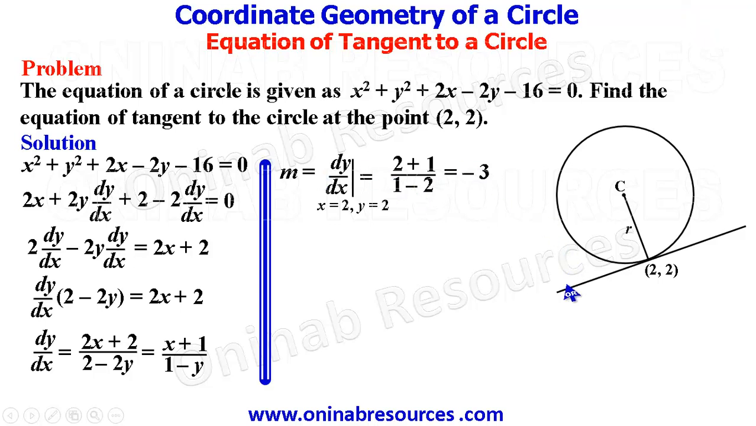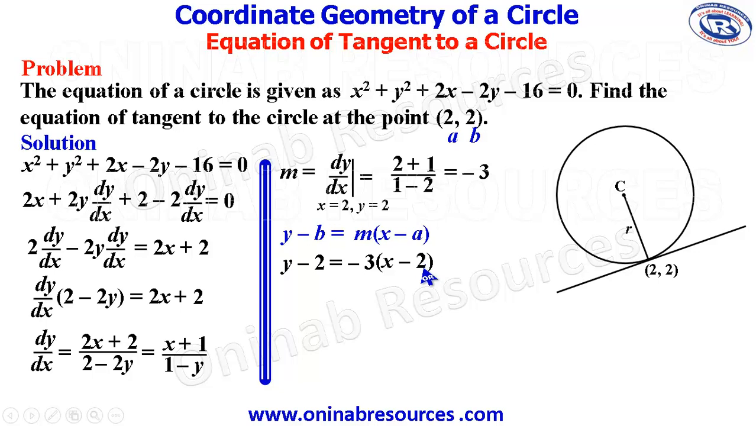So we've gotten the gradient of this circle at the point (2, 2), which is the same as the gradient of the straight line, which is the tangent to the circle at the point (2, 2). We then use the relation for the equation of a line given the gradient and the point, which is y minus b equal to m times (x minus a). Our a and b will be 2, 2, which is this point. Substituting a equal to 2, b equal to 2, and m equal to negative 3, we have y minus 2 is equal to negative 3 times (x minus 2).